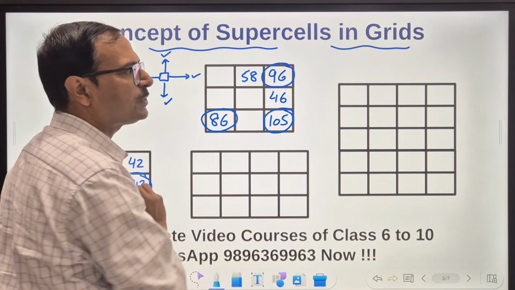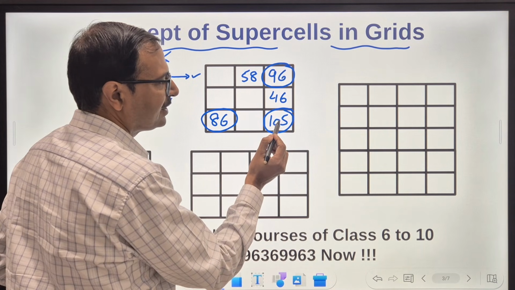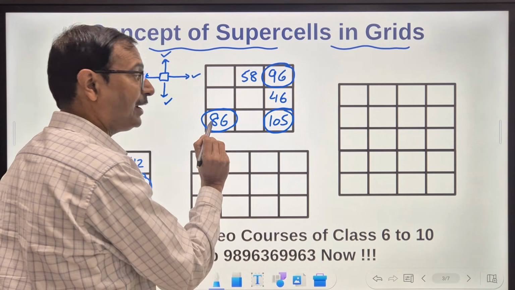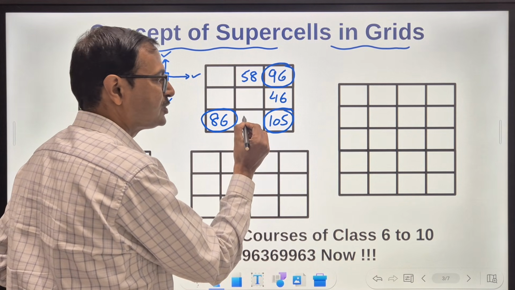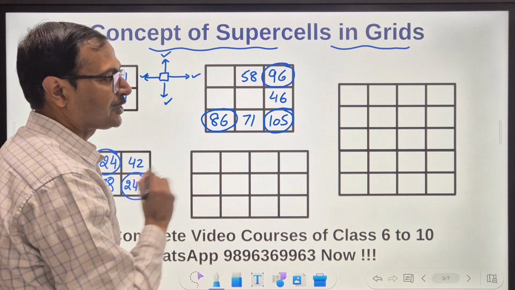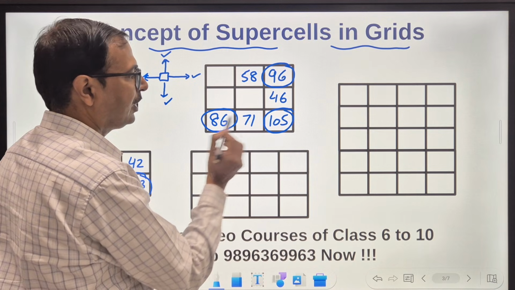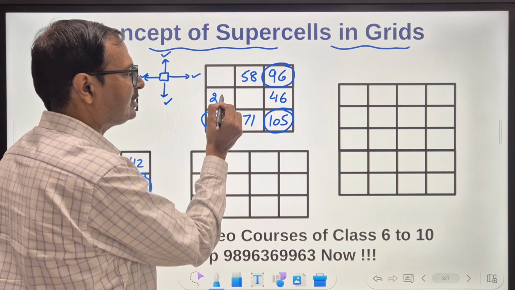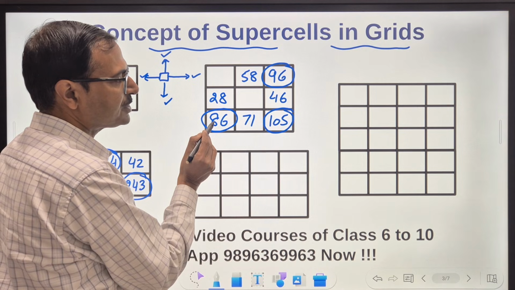So this becomes a supercell now. How about this? This is smaller than 105, so this has to be smaller than 105 and smaller than 86 also. So let's write a 71 here. So this becomes a supercell now. How about this? 71 is smaller, so let's write 28 here. So this also becomes a supercell.